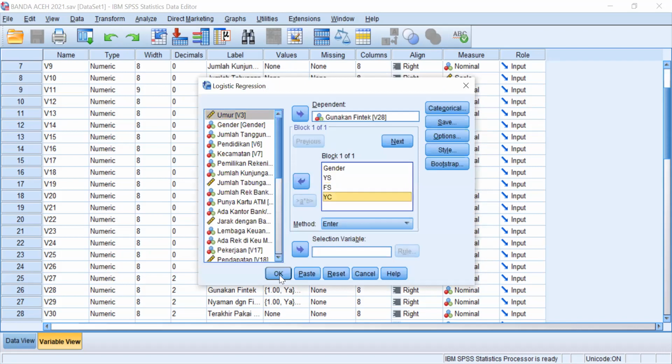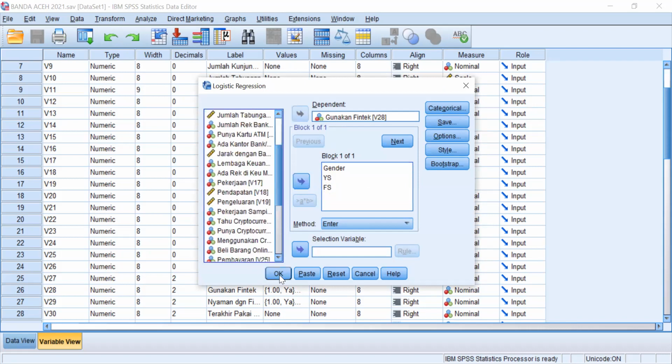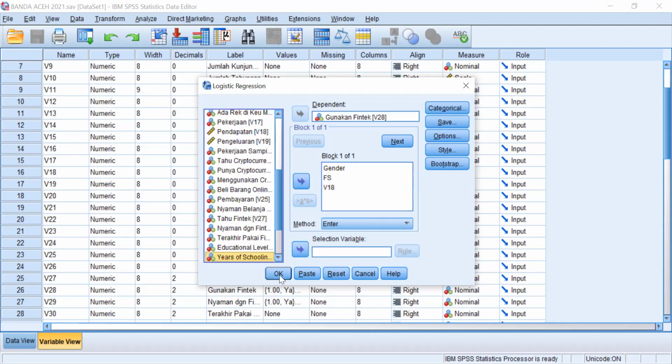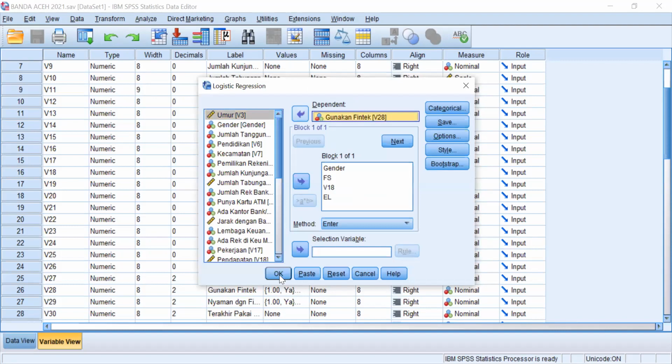Actually here, I chose income, not family size, years of schooling. I change it to educational level. Why? Because there is a problem in the dependent variable.